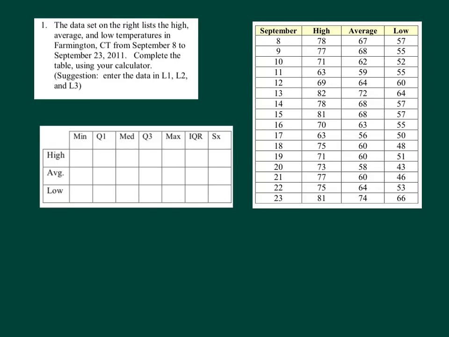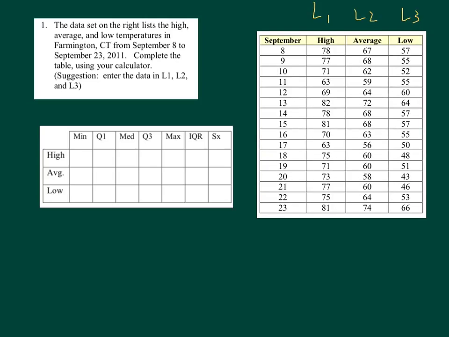Okay, now that you have your solid notes, let's move on to some real data. Over here on the right side, it says that the data on the right lists the high, average, and low temperatures in Farmington, Connecticut from September 8th to September 23rd. Complete the table using your calculator, right? And the suggestion is to put the data in L1 and L2 and L3, such as this.